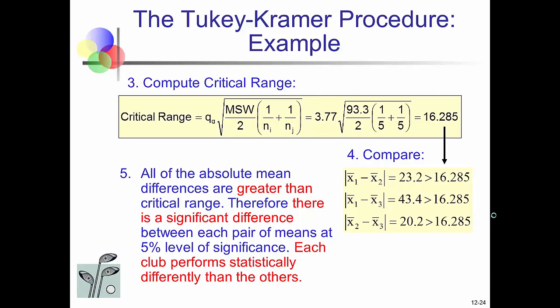If our absolute mean differences are greater than our critical range, we can say that those two means are different from each other. For each of these mean differences, we see actually that they are greater than our critical range. Because the absolute mean differences are greater than the critical range, we know that there's a significant difference between each pair of means, which actually means for us, each club performs statistically different than the other two clubs. Minitab will actually do these comparisons for us, but you should know where it comes from and what they're trying to compare.